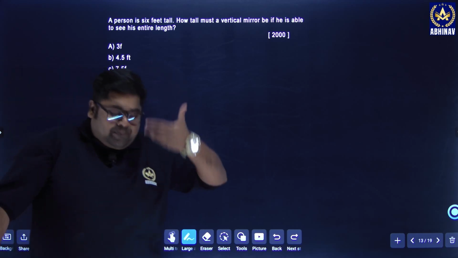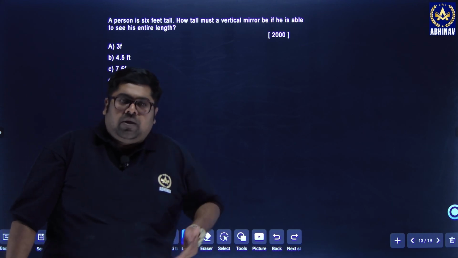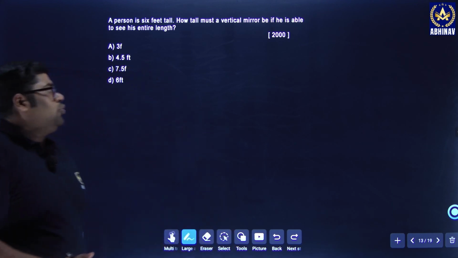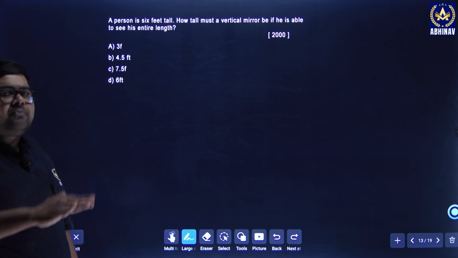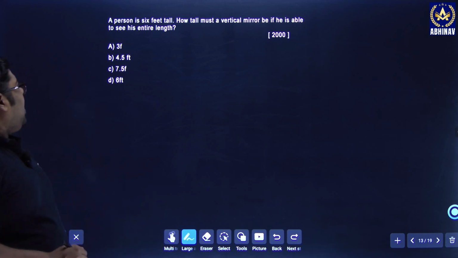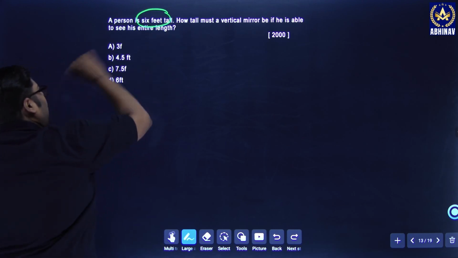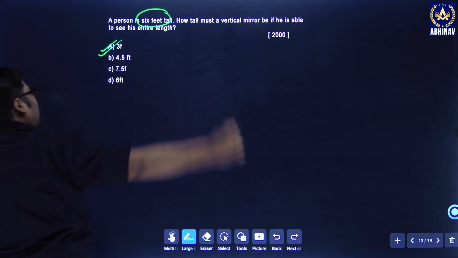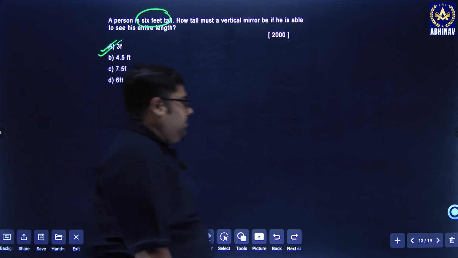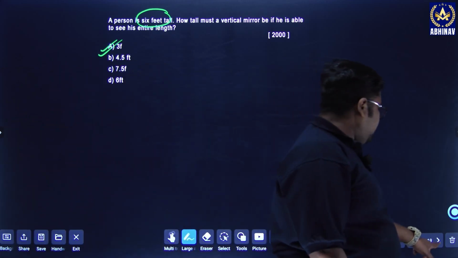If a person completely wants to see himself in a plane mirror, the length of the mirror should be half the height of a person. Now the person is 6 feet tall, so how much should the mirror be? It should be half of his height, that is 3 feet. A very easy question.